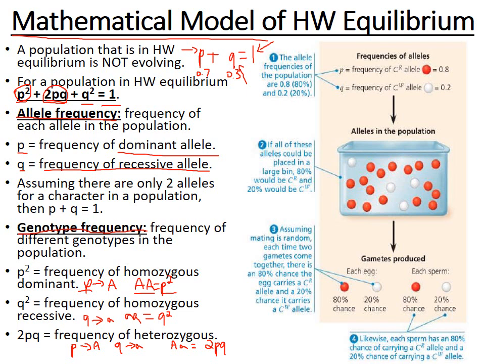So if you have a population that's not evolving, and you figure out what p is and what q is, you can then figure out the frequency of the homozygous dominant individuals by simply squaring your p. You can figure out the frequency of the homozygous recessive individuals by simply squaring the q. And you can figure out the frequency of the heterozygous individuals by multiplying the p and the q together and then multiplying that by 2 overall. That's how you would use the Hardy-Weinberg equation to figure out your different frequencies if the population is not evolving. We can also use this equation to figure out if the population is in Hardy-Weinberg equilibrium, and we'll see that in just a bit.